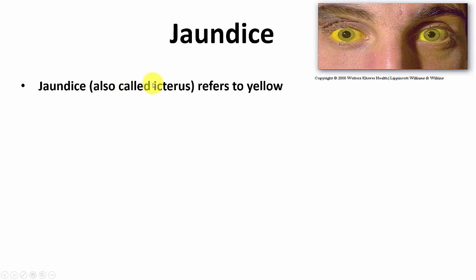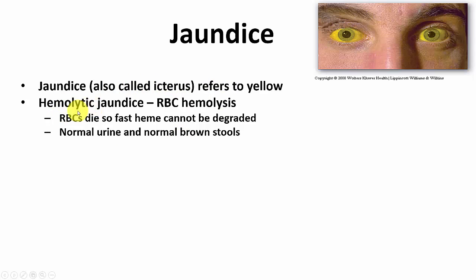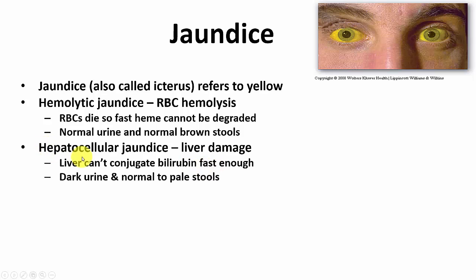Jaundice refers to yellow, also called icterus, and hemolytic jaundice is red blood cell hemolysis. If for some strange reason you're lysing a lot of red blood cells and they're dying so fast that the heme cannot be degraded, then you'll wind up with jaundice from that. And you'll have normal urine and normal brown stools in that condition, but you'll still have jaundice, which is not a good thing, and so you're having to make a lot of new red blood cells as well.